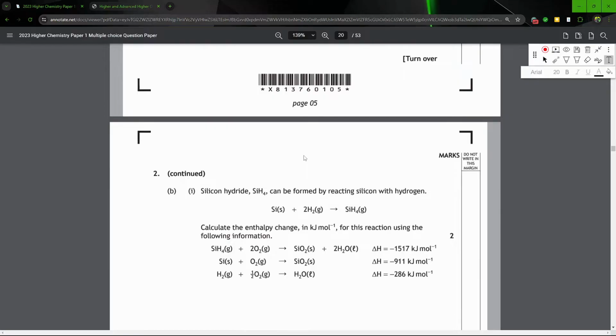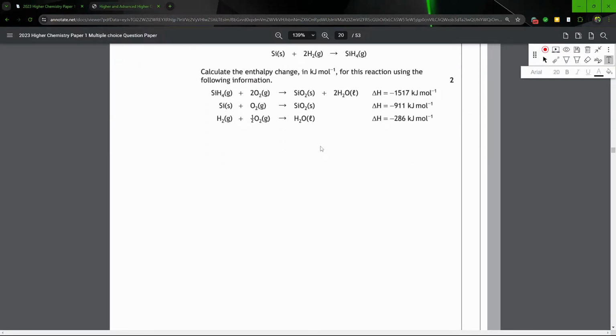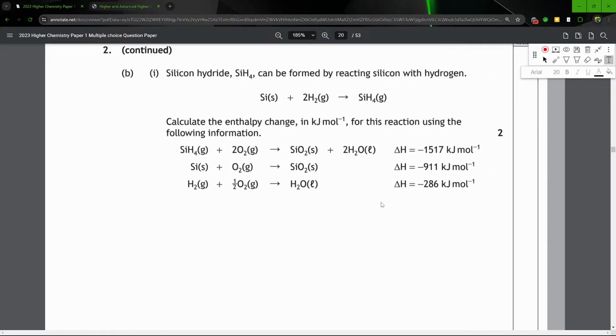Silicon hydride, SiH4, sorry, I don't know what happened there, can be formed by reacting silicon with hydrogen. Calculate the enthalpy change in kilojoules per mole for this reaction using the following information. Oh, goody, I actually quite like these questions. Maybe I'm just going insane having a favourite chemistry question, but there's just something about them.